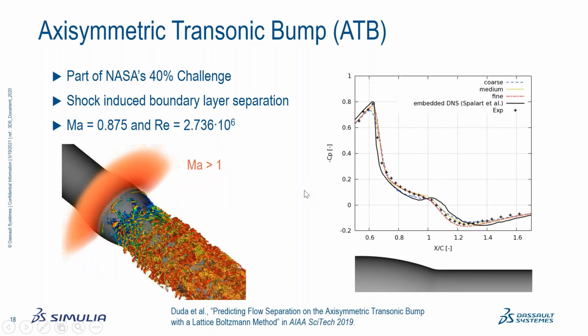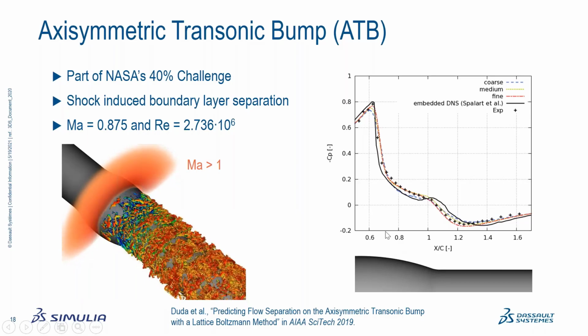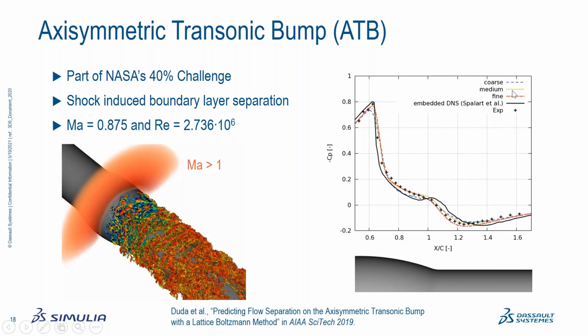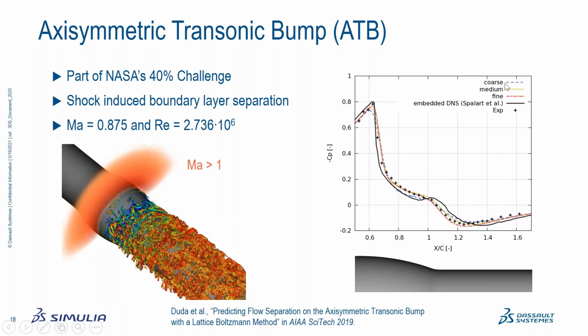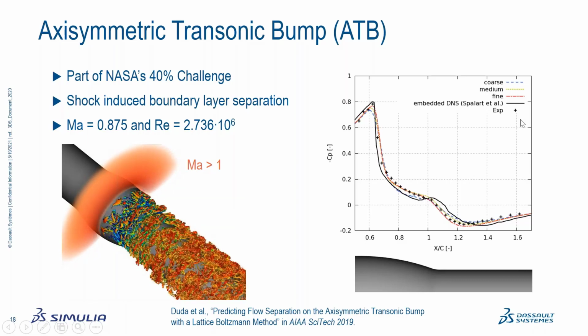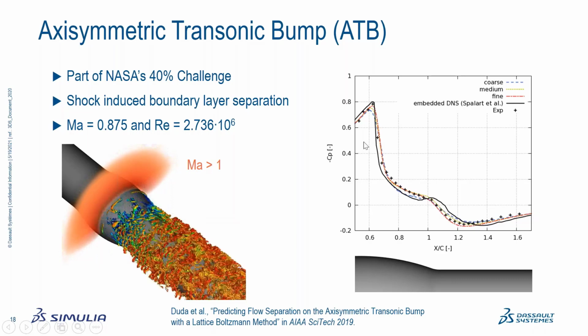When we now compare the pressure distribution on the bump for 3 different simulations where we vary the mesh density, coarse, medium, and fine, we see that we are getting good agreement with the experimental data, which are the black crosses here.